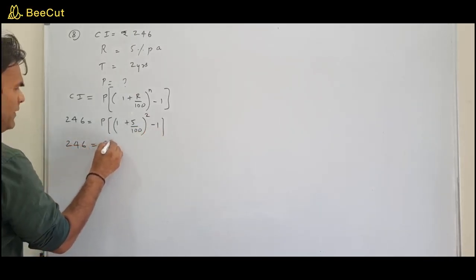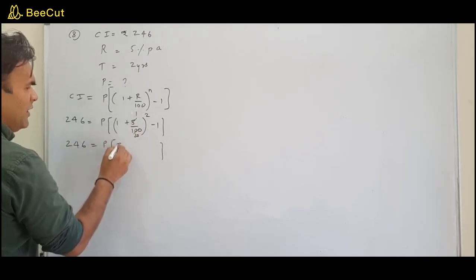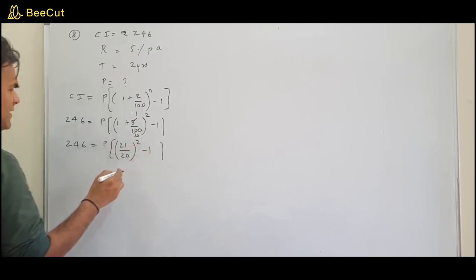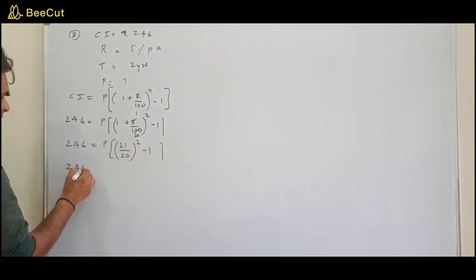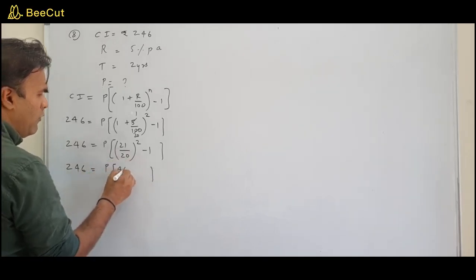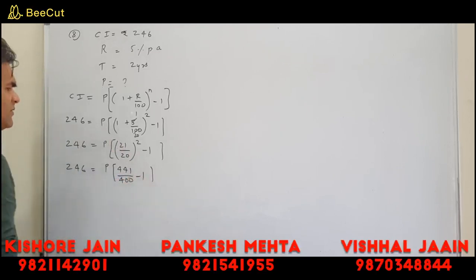246 equals P times (21/20) whole squared minus 1, that is, 1 plus 20, 21 upon 20, the whole square minus 1. Here you get 441 upon 400 minus 1.